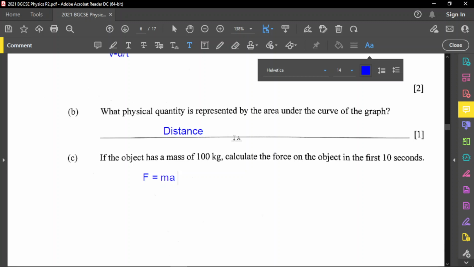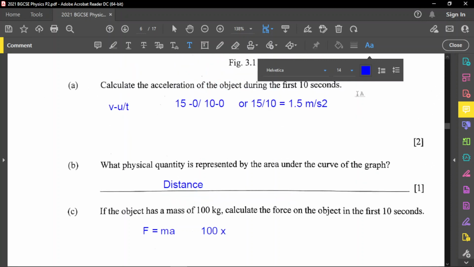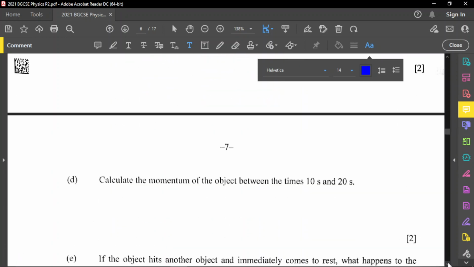And so mass times acceleration will give us our force. Our mass here is 100 kilograms, and our acceleration that we calculated earlier, I must go back to remind you about it since you might forget, is 1.5. So 100 is multiplied by 1.5, which equals 150 newtons. So the force there is 150 newtons. And let's go to the next part of the question.